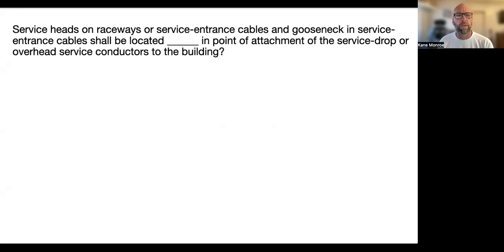Service heads on raceways or service entrance cables and goosenecks in service entrance cables shall be located blank in point of attachment of the service drop or overhead service conductors to the building. And that's 230.54(C), and that's above. So they want that point of attachment above.